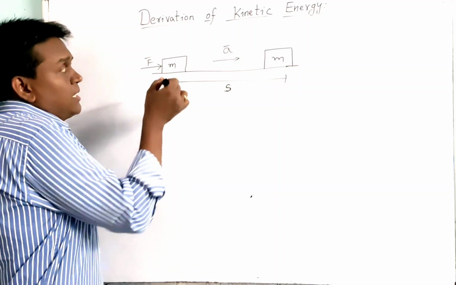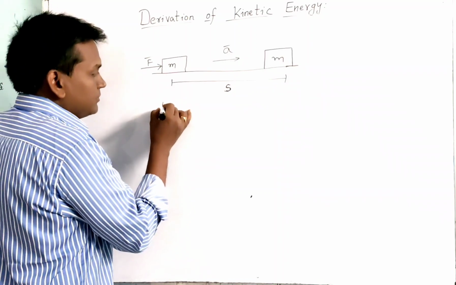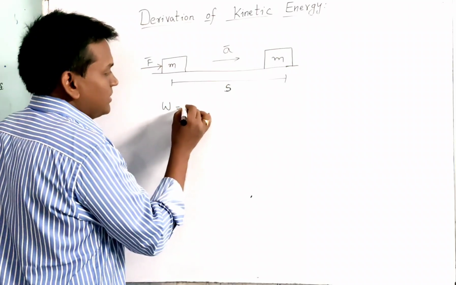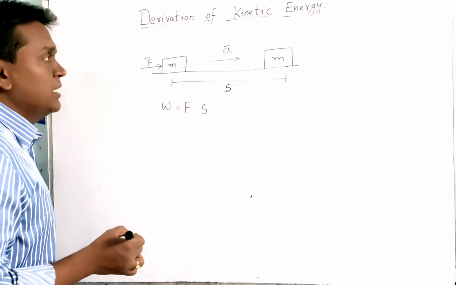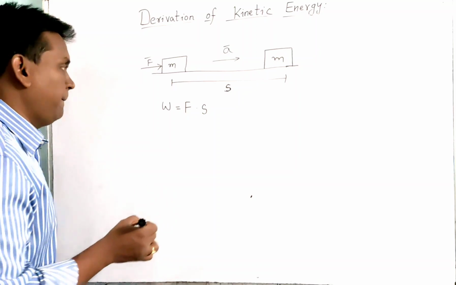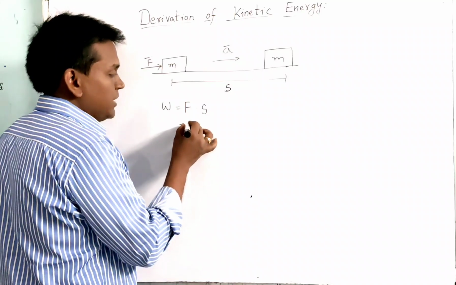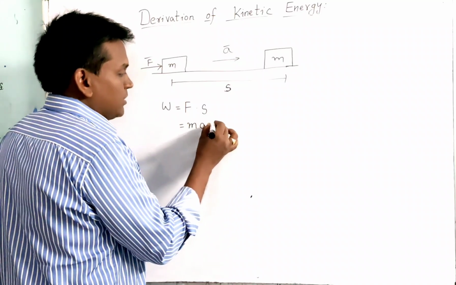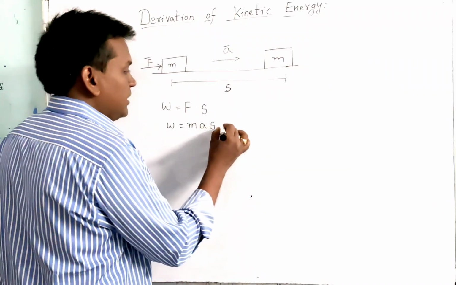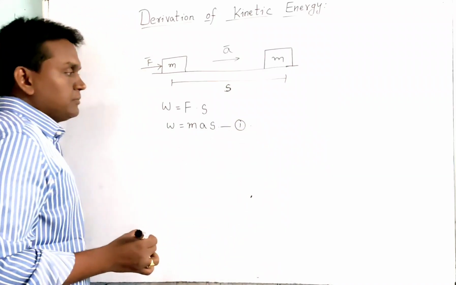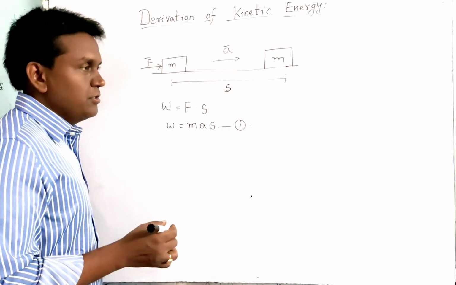And the work done by the body, that means mass m, is given as force into displacement, the force applied on the body and the displacement made by the body. So W equal to Fs, and we know that F equal to ma. So work done can be written as mas. Consider this as equation 1.